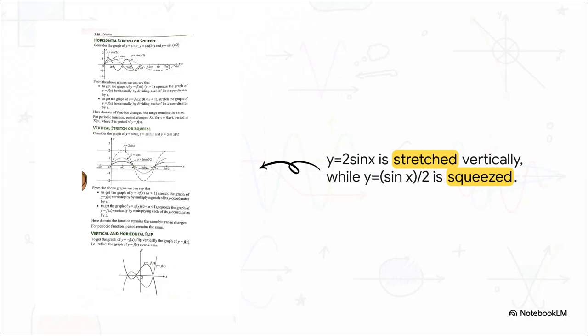And this slide shows that effect so clearly. The graph of 2 times sine of x is twice as tall as the original. Its peaks and valleys are way higher and lower. But then when you multiply by a half, like with sine of x over 2, you can see how it just flattens the wave out, squeezing it vertically.